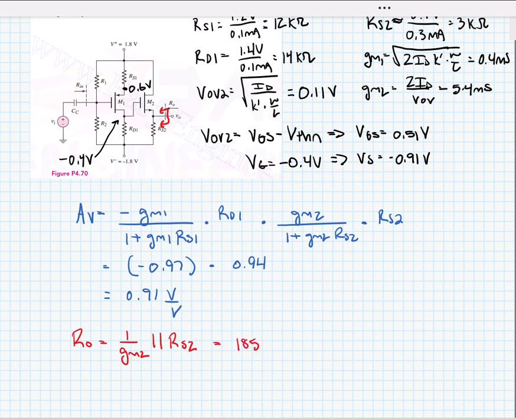Now, off the bat, I might automatically say that 185 ohms is so small that it being in parallel with such a large value of 3 kiloohms is just going to be approximately equal to 185 ohms. Of course, if you carry out the calculation, you'd actually find the value of this is 174 ohms. All right, so that concludes this example problem.